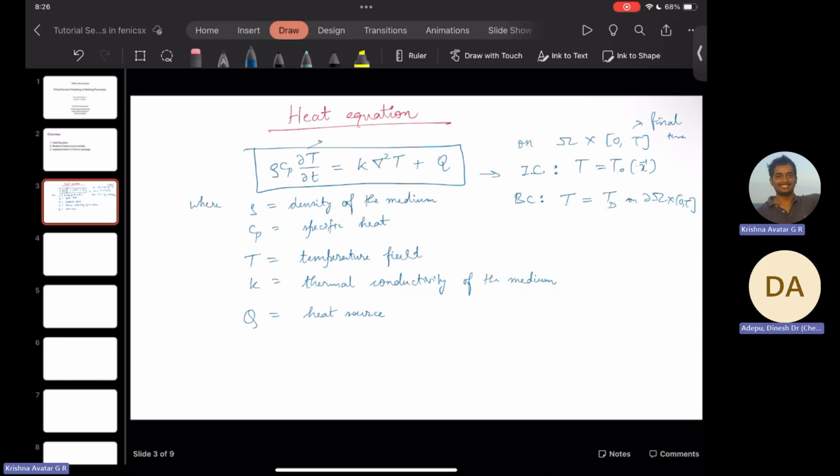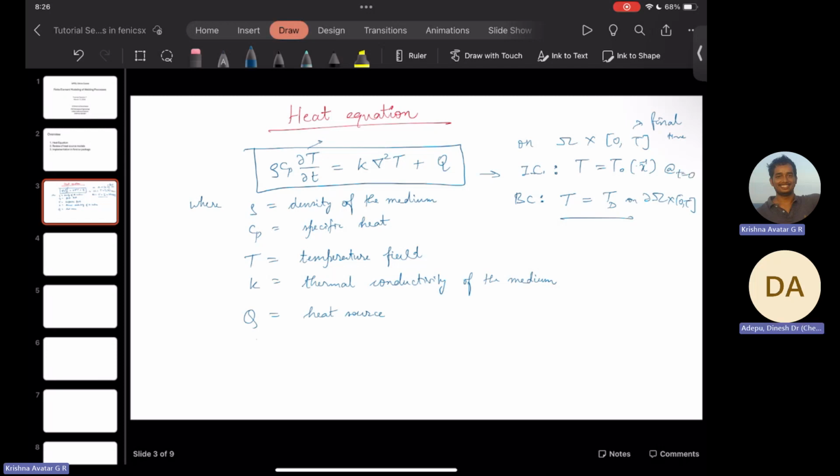We can even have heat transfer per se, but let us leave it for the sake of simplicity. Otherwise, you can have radiation, convection, and even conduction at the boundary. But let's keep it as it is for now and only consider the Dirichlet boundary condition, and this will be at t is equal to 0.